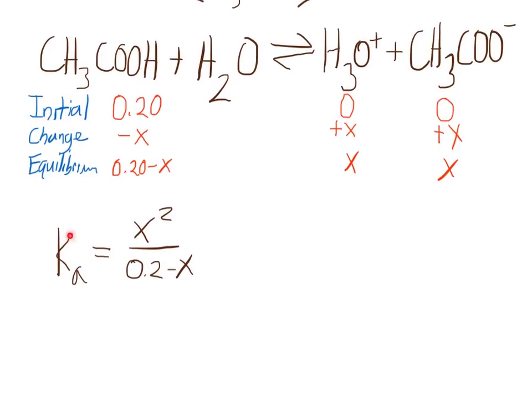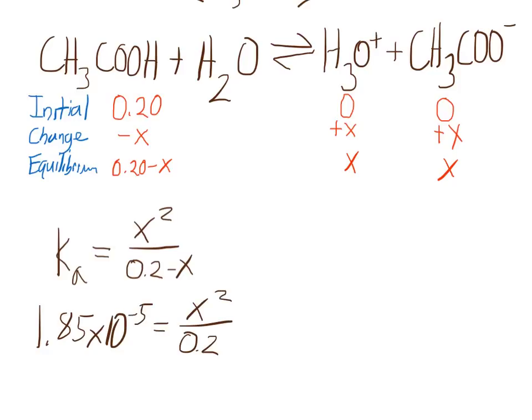Alright, so Ka equals x squared divided by 0.2 minus x. Now remember, we're looking for x. And luckily, they gave us Ka in the beginning, you remember? So that means that 1.85 times 10 to the negative fifth, that's Ka, which they gave us, equals x squared divided by 0.2 minus x. Alright, looking good. All we have to do is solve for x. It's not even a chemistry problem anymore, it's just algebra.